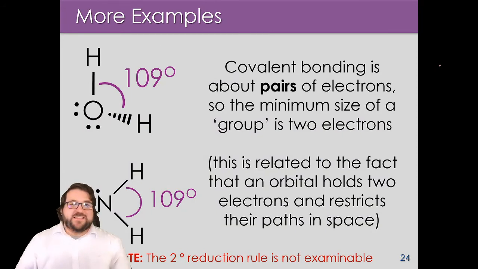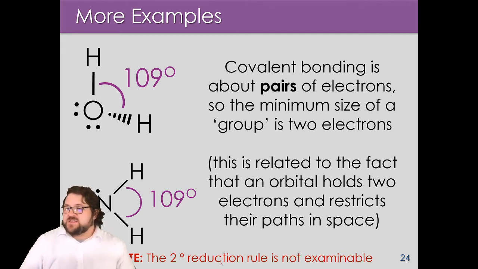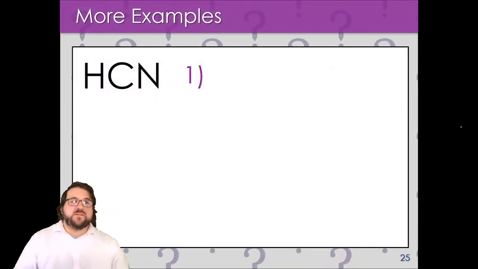There we go. So, covalent bonding is about pairs of electrons because of orbitals. The minimum size of a group is 2 electrons, and that's related to that orbital business. And I've mentioned down at the bottom, the 2-degree reduction rule is not examinable. Okay, so let's do some more examples then.